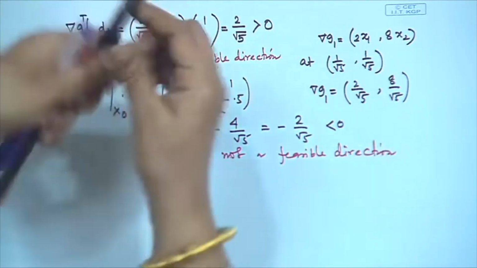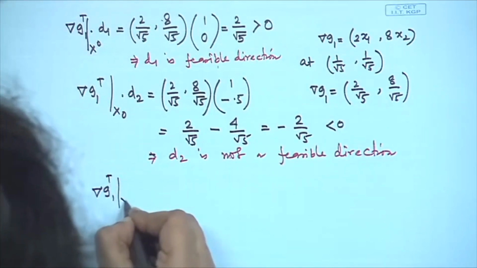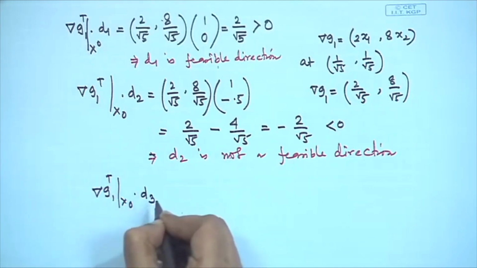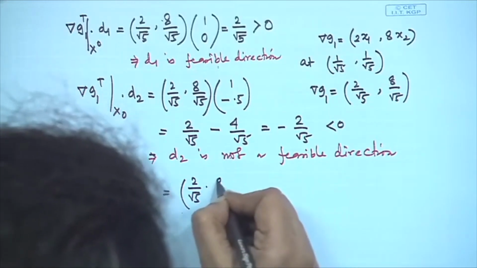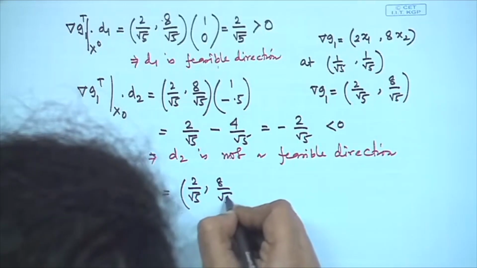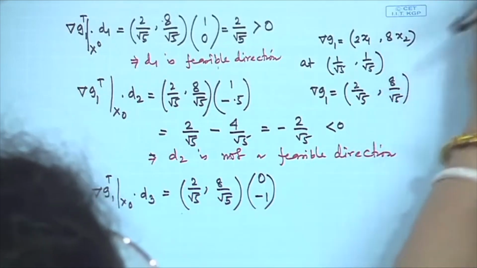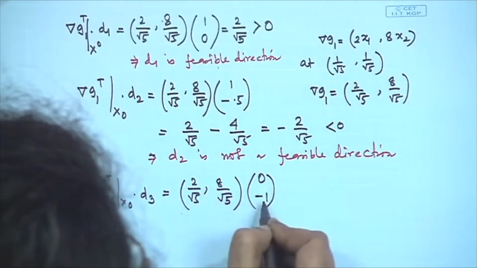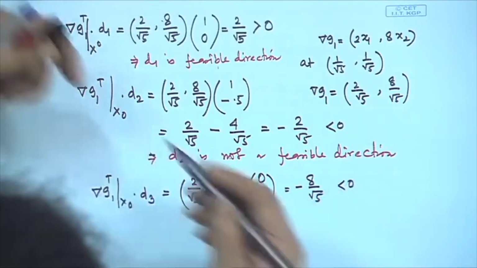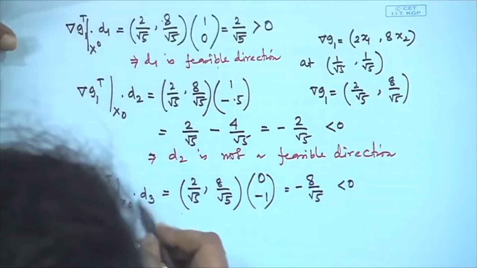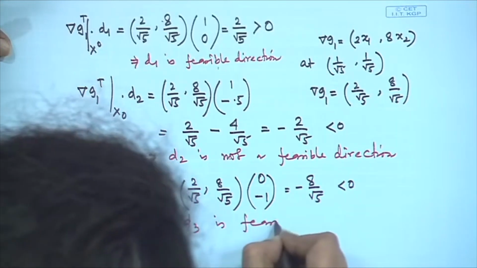Let me do the same for D3. The D3 direction is 0, minus 1. If we just do it, we can say this is coming minus 8 by root 5. This is less than 0. That is why again we can say that D3 is not a feasible direction.